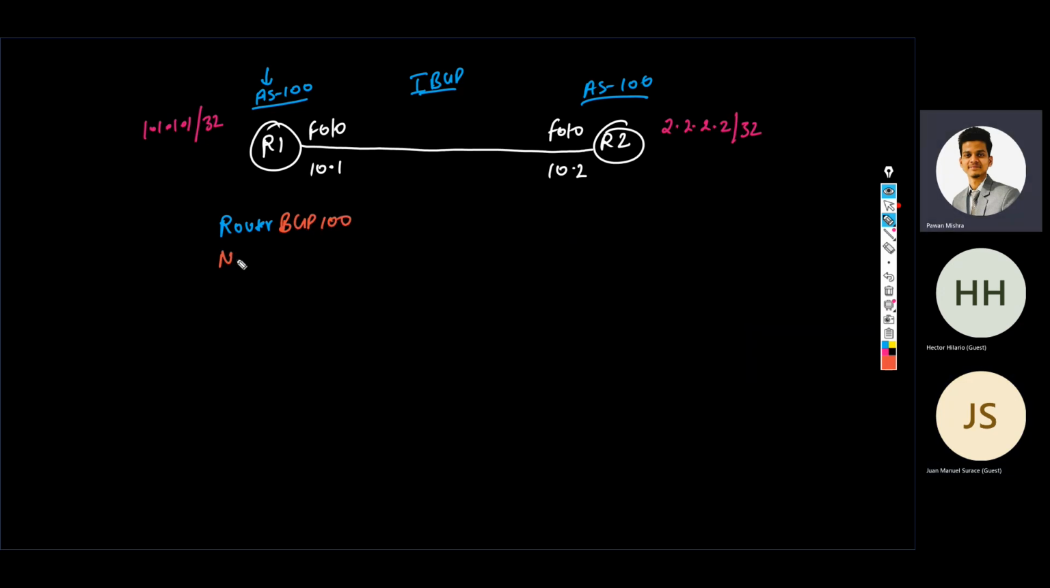Now on R1, I'm using a command router BGP 100. And I'm using a neighbor command. Who is my neighbor? My neighbor is 192.168.10.2, right?